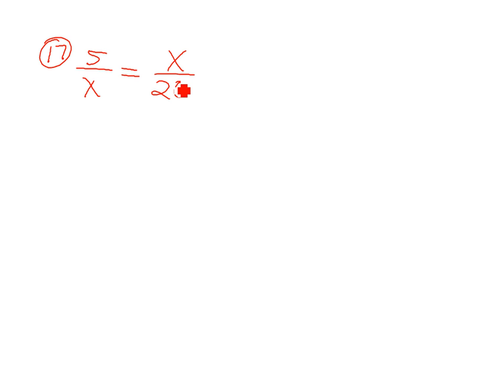There are 2 different ways you could do this problem. We cross multiply first. What are these called again? Extreme is good. 5 times 20 is what? Be careful here. What's x times x? X squared.